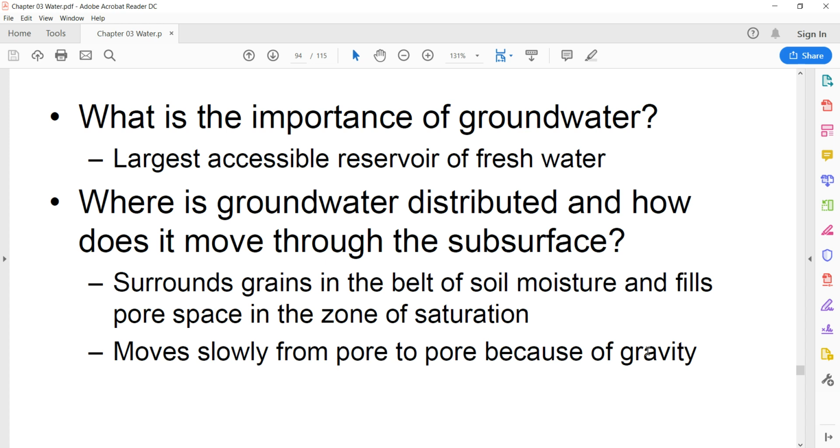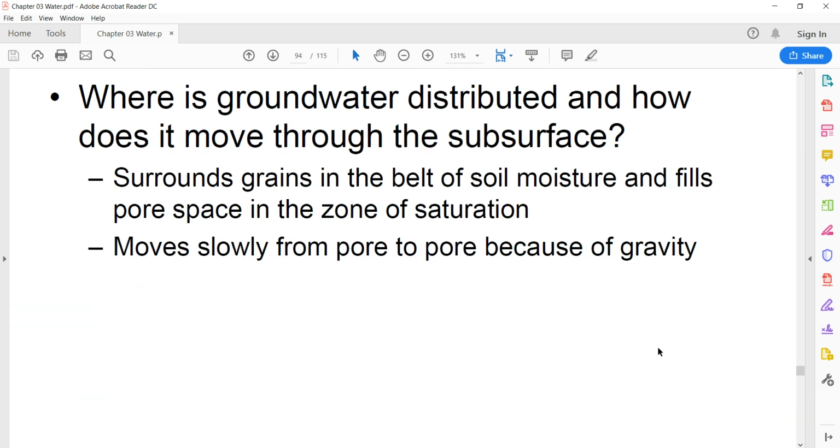It surrounds grains in the belt of soil moisture and fills pore space in the zone of saturation. It moves slowly from pore to pore because of gravity. Just remember, gravity is acting everywhere and it tries to pull everything vertically downwards.